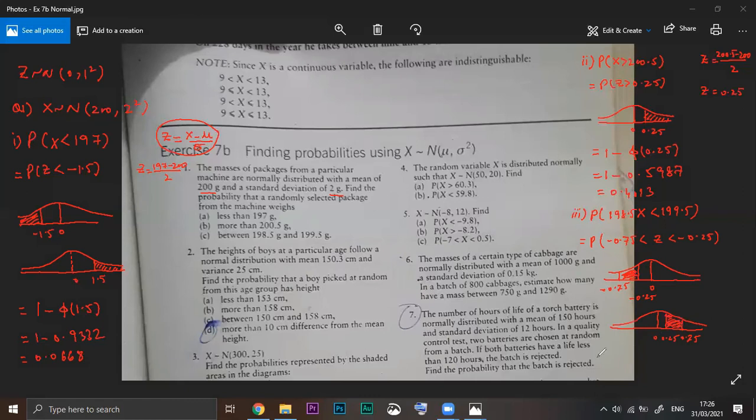Now, how can we write down this area in terms of phi? Phi of 0.75 will give us the area on the left hand side, minus phi of 0.25.